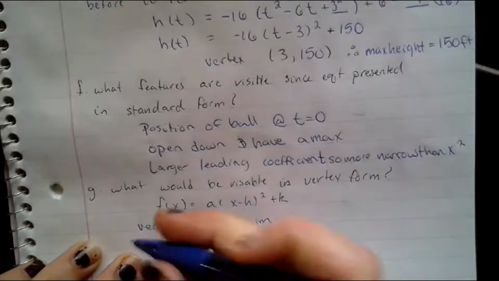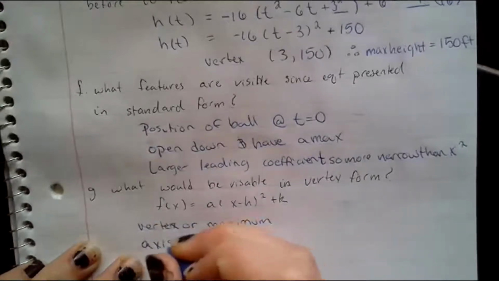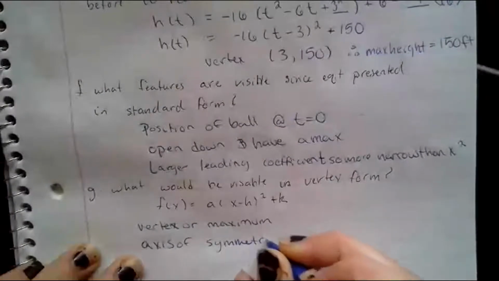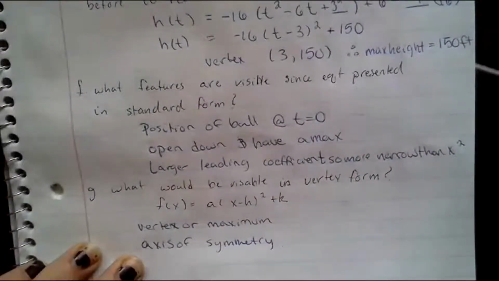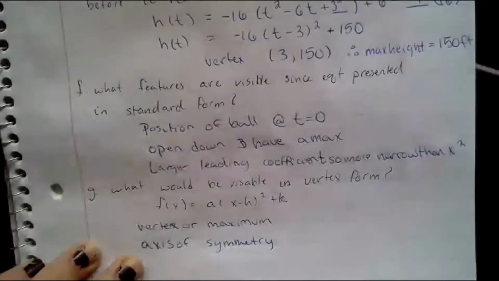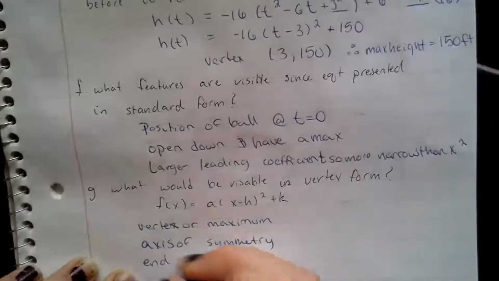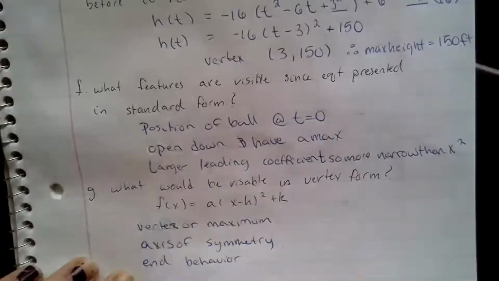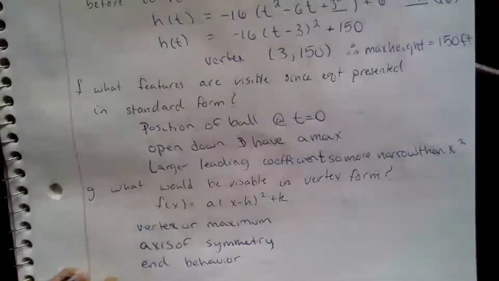Let's see, axis of symmetry, which is nice because then if you know any one point, you can find the other one because they're the same distance from it. And then also the end behavior, which I said, I just didn't write it down. End behavior, just like before. So they both tell us, it's like if you made a Venn diagram, they would both tell us the end behavior.